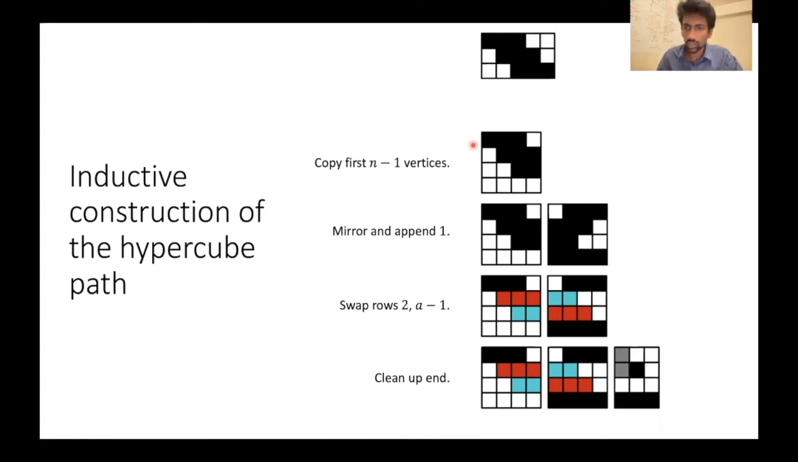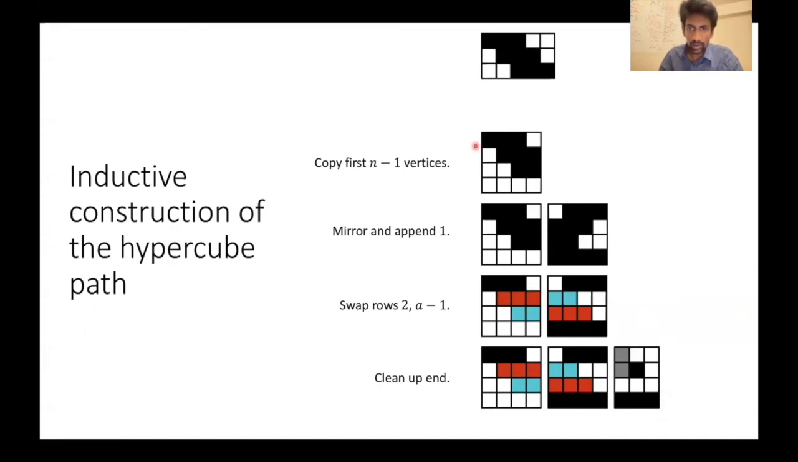So it just follows 4 simple steps. You copy the first n-1 vertices of the previous path down and append a 0 at the bottom for the new flag qubit. Then you mirror this block and you append a 1 at the bottom. And to the new block that you've just appended, you then swap the rows 2 and a minus 1. And you finally apply a cleanup operation at the end where you pad in some extra vertices at the end. So by doing so, you get this path of length 2 to the a minus 2a plus 3.